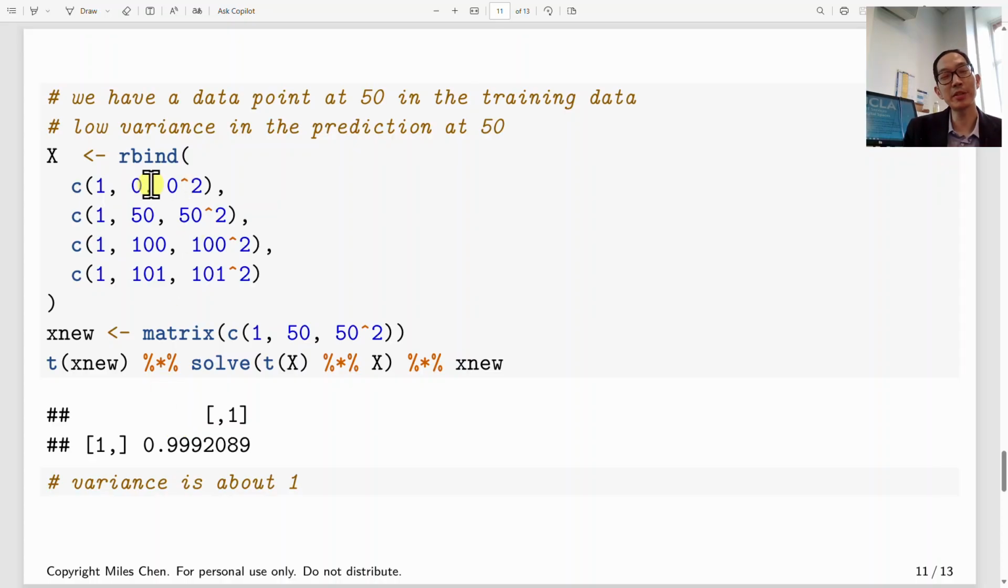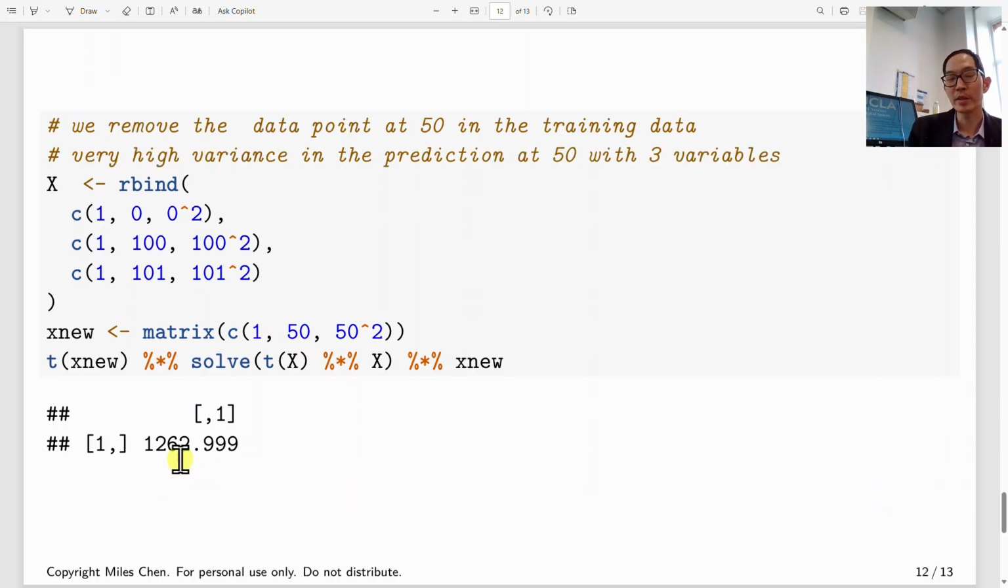Here I've got the same kind of thing. Observations at 0, 50, 100, 101. I'm trying to make a prediction at 50. This is my variance, okay? I have observations at 0, 100, 101. I'm trying to make a prediction at 50, and now my variance is huge, okay? The reason this has jumped so much is because now we have this quadratic model, and that allows our model to be more flexible. And so which data points we have actually play a big role in what kind of model we can fit, okay?